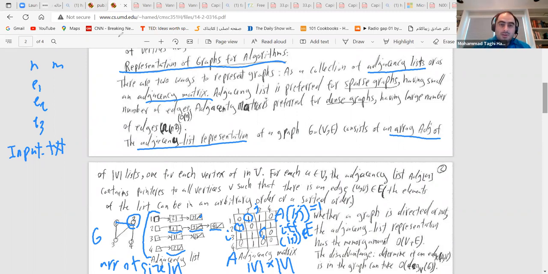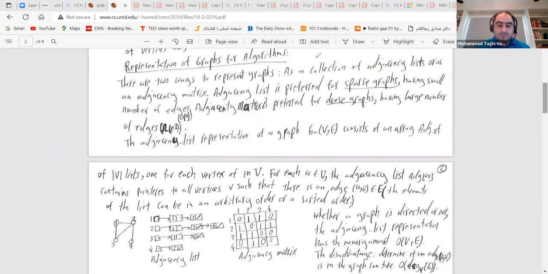Good. So this is the adjacency list, and this is the adjacency matrix. Now, this is important. If the graph is a sparse graph, the adjacency list would be very good for it. And the adjacency matrix would be good for a dense graph.